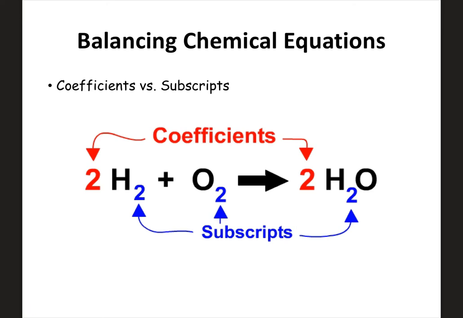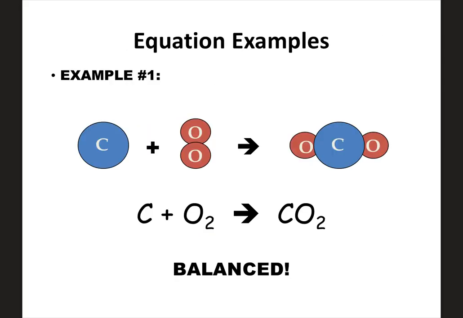And it's important that once you put these coefficients in front, they essentially multiply through. So by putting this 2 in front of the H2, we now have a total of 4 atoms of hydrogen, 2 times 2. Okay, here there's no number in front, so it's like 1. There's still 2 atoms of oxygen. And here with the 2 in front, there's now 4 atoms of hydrogen, but 2 atoms of oxygen. Okay, so pay attention to the difference between coefficients and subscripts.